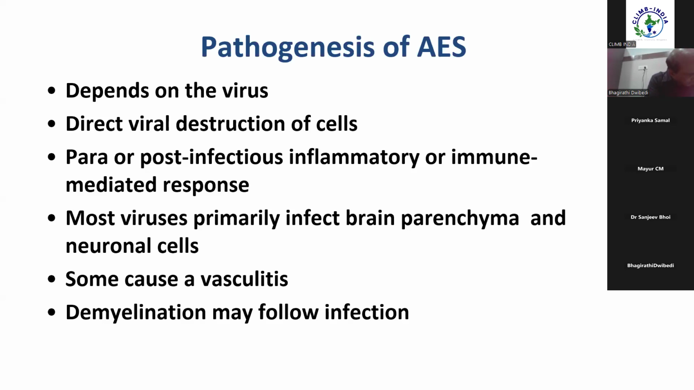Primarily, it can infect the brain parenchyma and neuronal cells. Most viruses cause a cytopathic effect, and the immunological responses are also responsible. Sometimes it can cause a presentation like vasculitis, and demyelination normally follows an infection. It's not very immediate. It can occur afterwards.